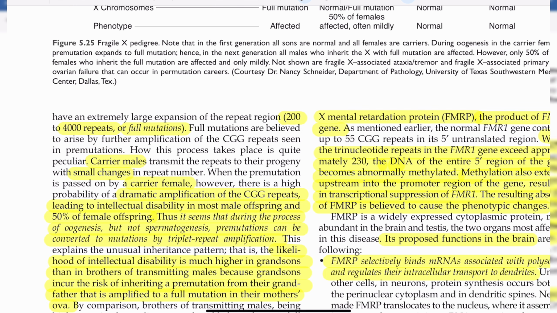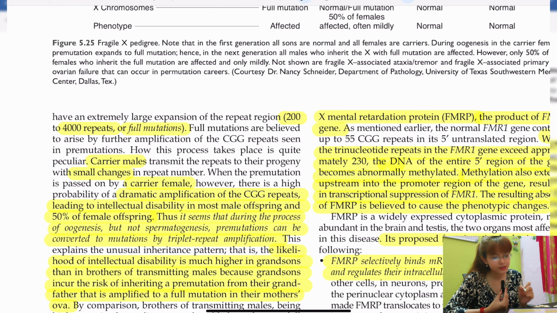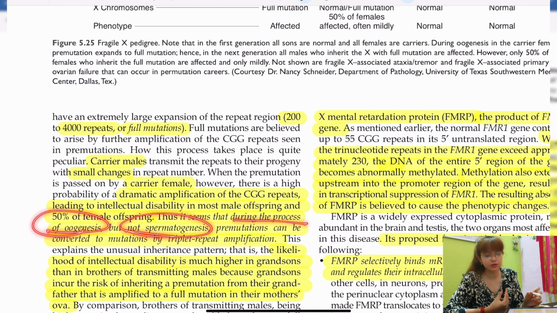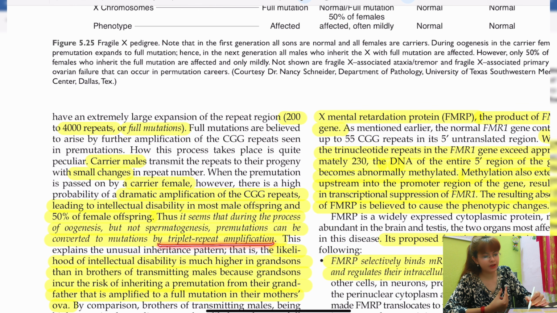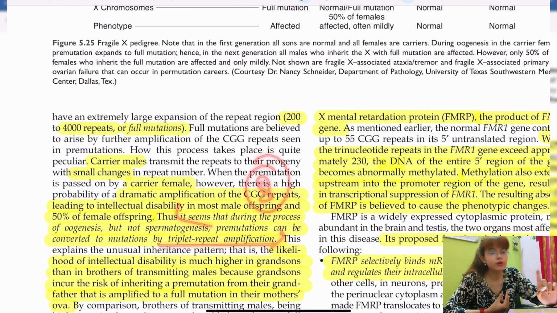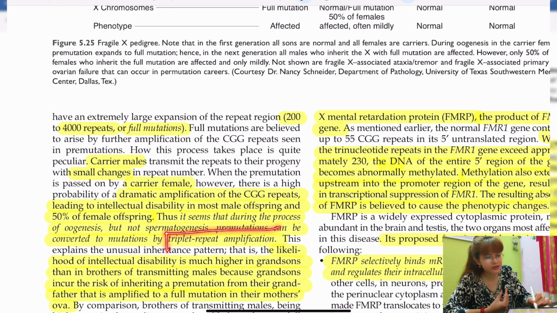much amplification. But because this is happening in the oogenesis phase, if the carrier is a female, then with successive generations you find that there is dramatic amplification and there is intellectual disability in the male offspring and 50% of the female offspring. Thus, it seems that during the process of oogenesis, but not spermatogenesis, pre-mutations can be converted to mutations by triplet repeat amplification. A very important point. During oogenesis, the pre-mutation is getting converted to full-blown mutation by the process of triplet repeat amplification.